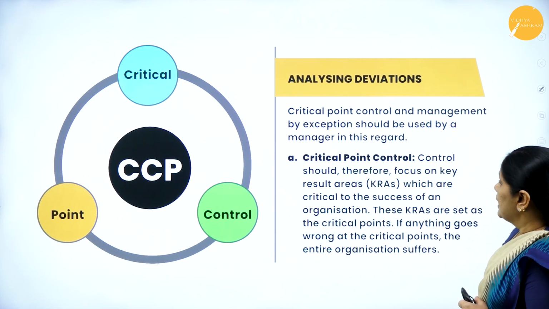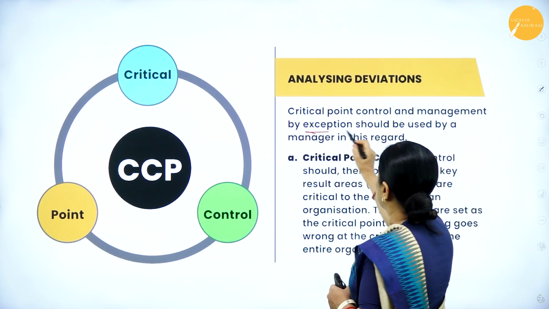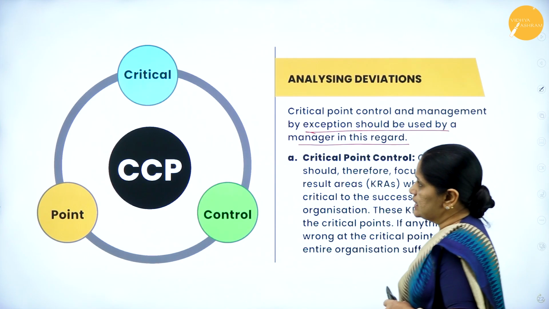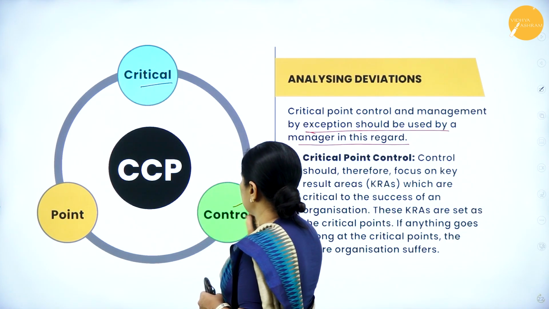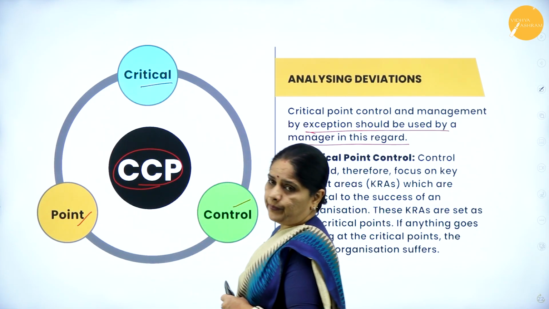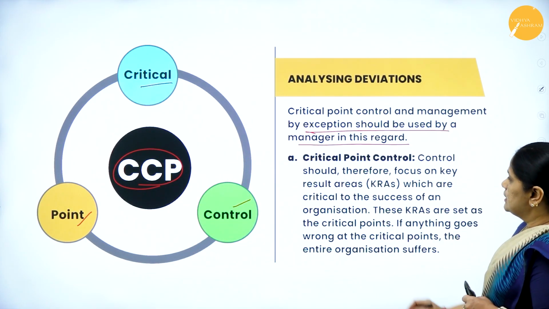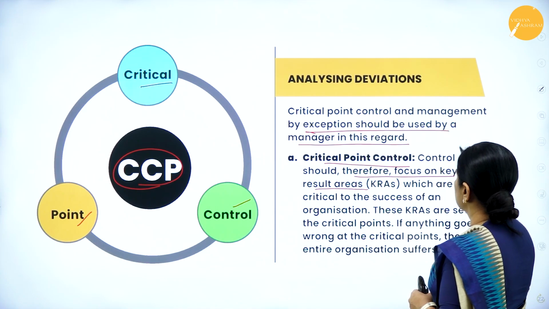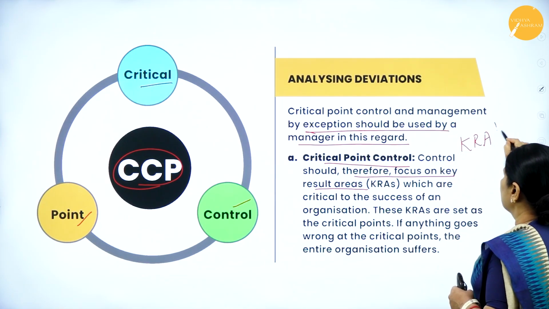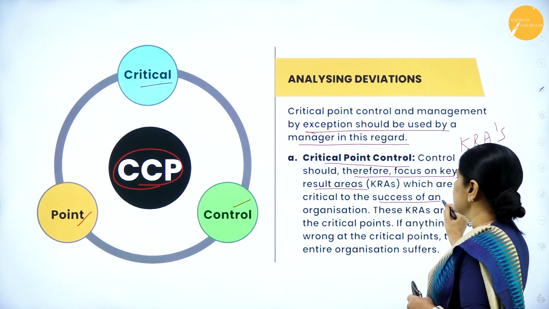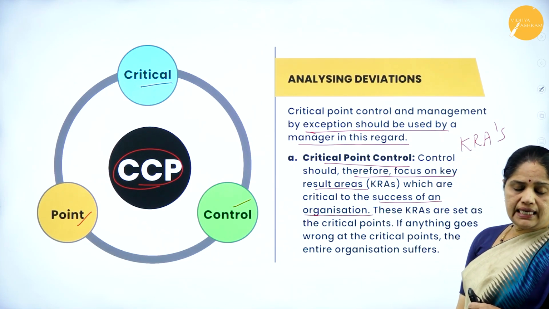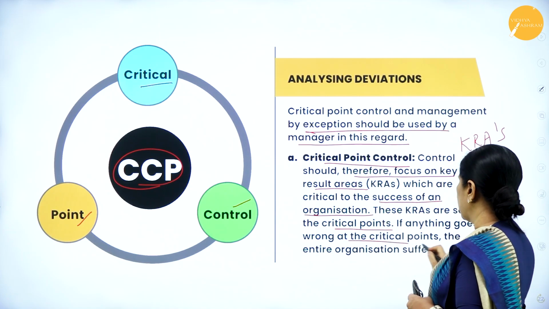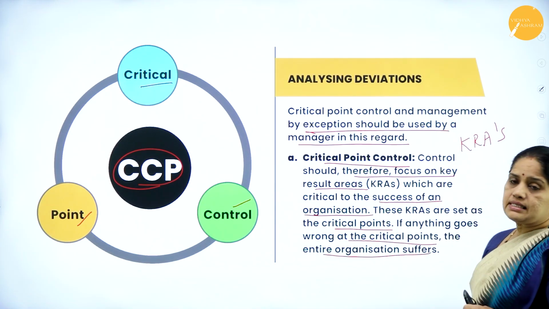Then the next one is critical point control and management by exception, which should be used by the manager in this regard. We call it the CCP, the critical control point. Now what is this CCP? As a critical point control, it should focus on key result areas, that is KRAs, which are critical to the success of an organization. The key result areas are set as the critical points. If anything goes wrong at the critical point, the entire organization suffers.